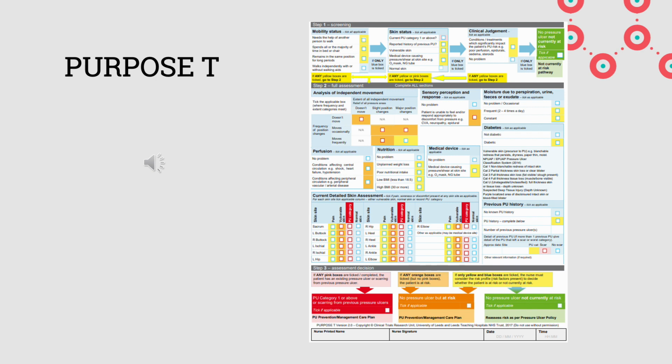So we're going to go through it in more detail now, but the main thing to notice is that there is no numerical score. At the end of this risk assessment tool, the patient is either red, amber or green. So they either have a pressure ulcer or scarring from a previous pressure ulcer, or they have no pressure ulcer but they're at risk, which would be amber, or they have no pressure ulcer and they're not at risk. Interestingly, the decision as to whether somebody is amber or green is influenced by clinical judgment, not just ticking boxes, which is something that may be new to some of you.